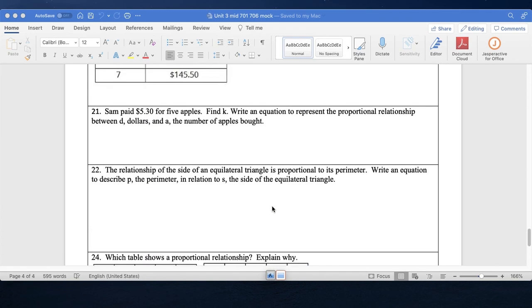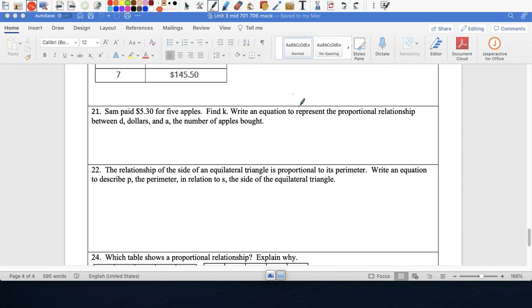Sam paid $5.30 for 5 apples. Find K, write the equation to represent the proportional relationship. Okay, so you don't have a graph, but nothing stops you from drawing one.